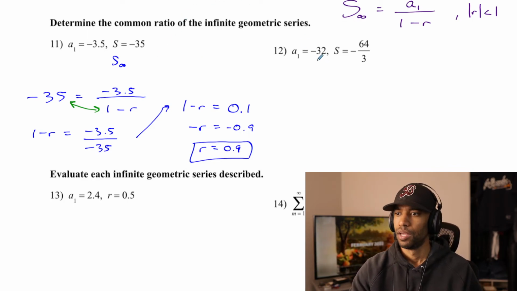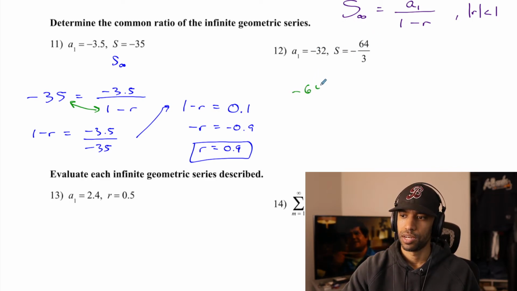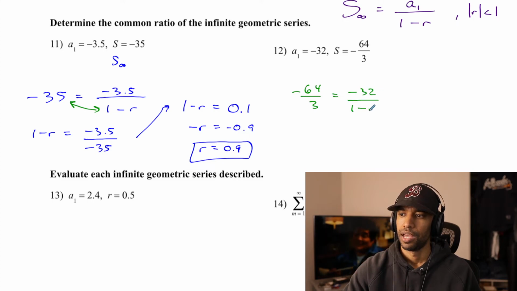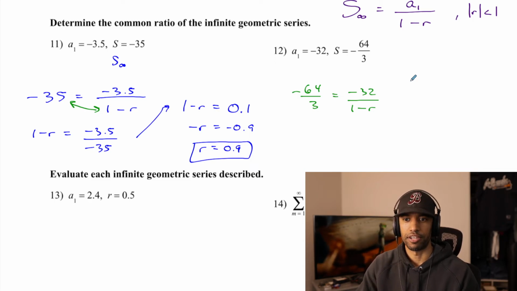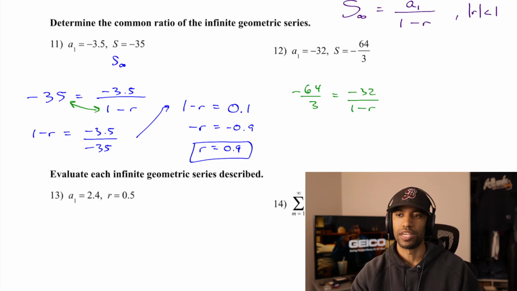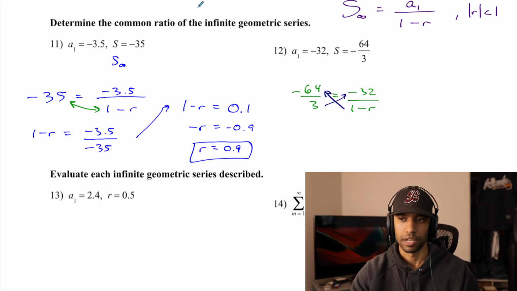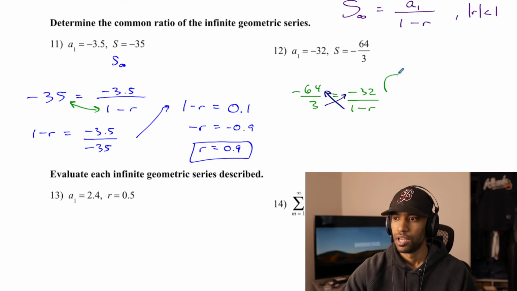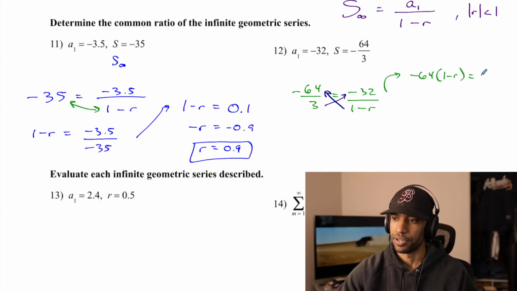Okay, number 12. -32 is the first term, and S is this. Same thing, we're going to substitute: -64 over 3 equals -32 over 1 minus r. I kind of like this one even more because instead of trying to think too much on that algebra front from what I did for switching places, we could consider the cross multiplication version. I know some people don't like to use that term, but I'm okay with the idea as long as you know how to use it. So cross multiplication here gives you -64 times 1 minus r equal to negative 32 times 3, that's negative 96.